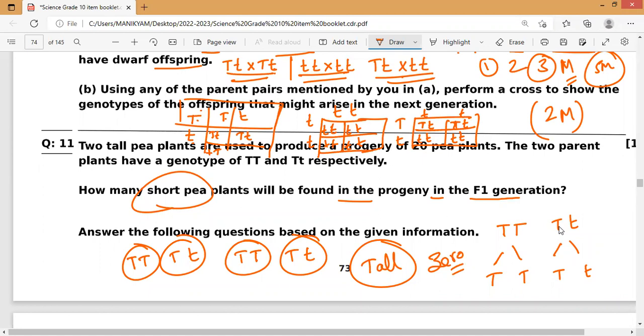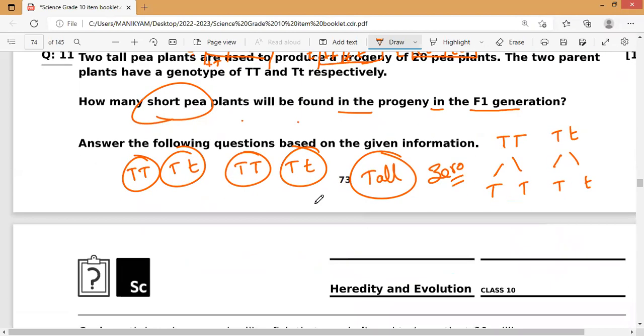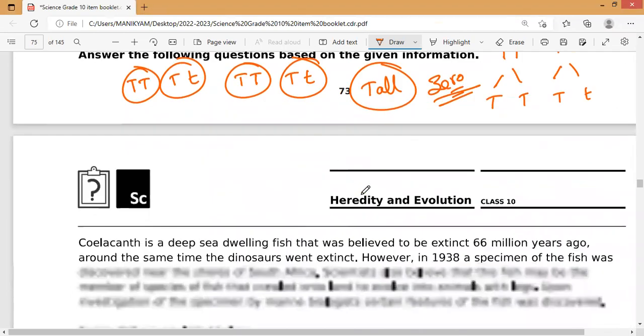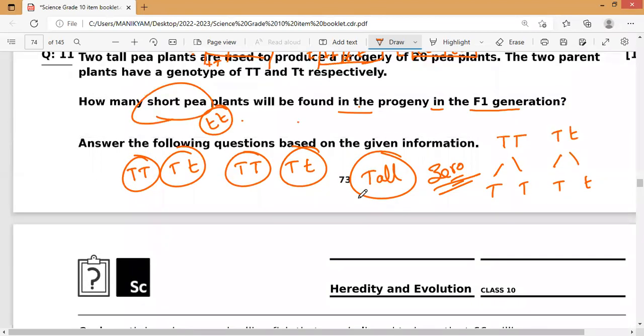So please make it, everybody. Understand? So how many short pea plants will be found in the F1 generation? Everybody? Zero. Because short means both should be small t, so it is not possible. Any possibilities there? I want an answer from you. Any possibility? No dwarf plants. Very good. That is what you have to do. Do it fast, everyone.